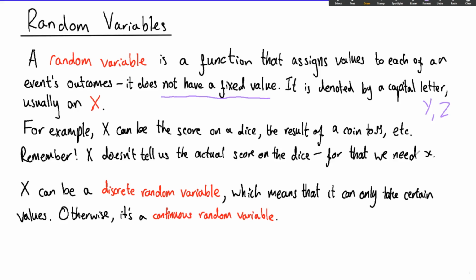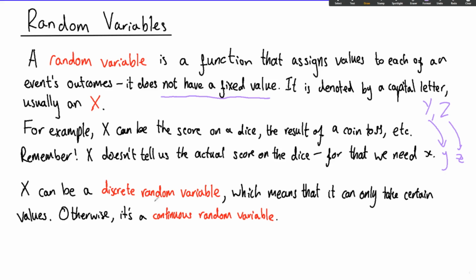Okay? And here I say, remember, X doesn't tell us the actual score on the dice. For that, we need a lowercase x, or for example, if we're using Y, lowercase y, and a capital Z will go as a lowercase z. So, we will talk about the lowercase on the next slide, so don't worry about that.